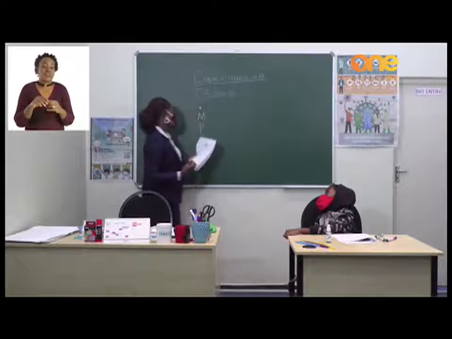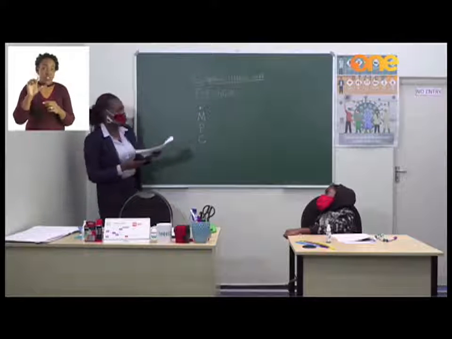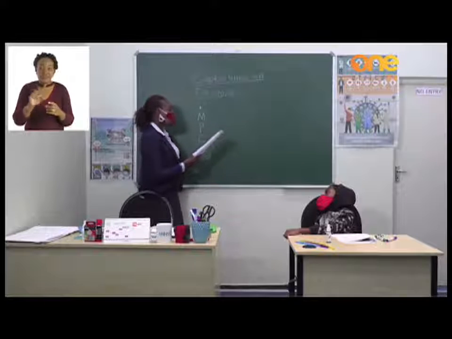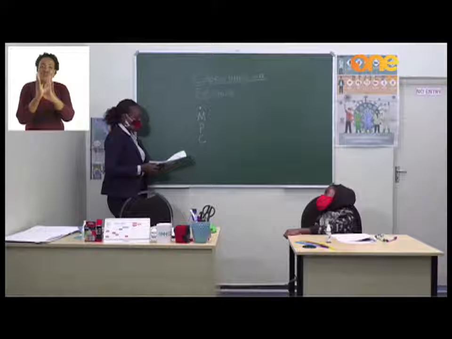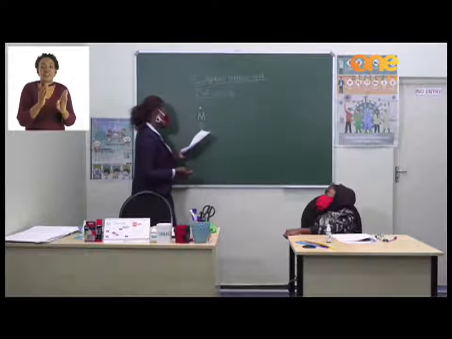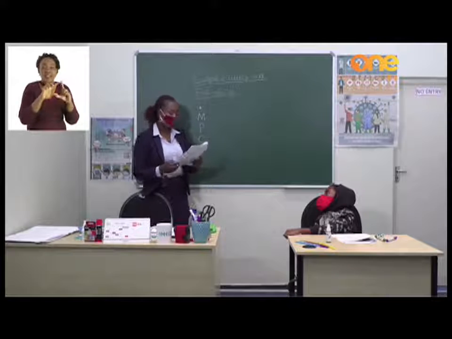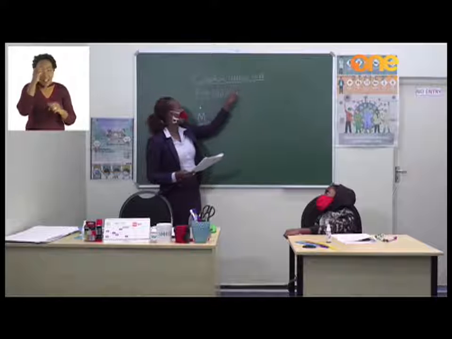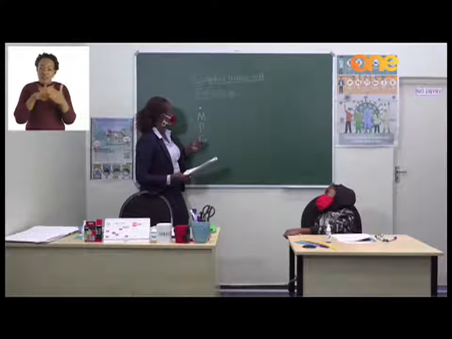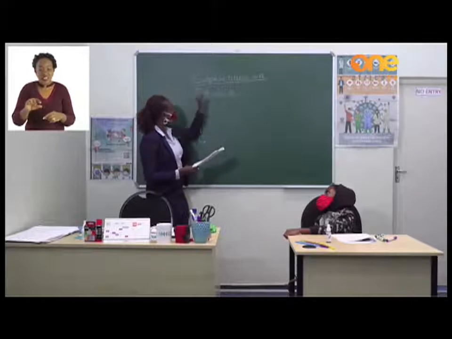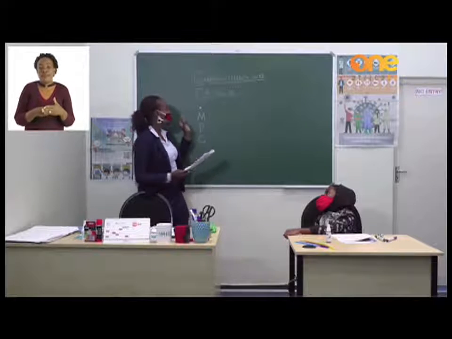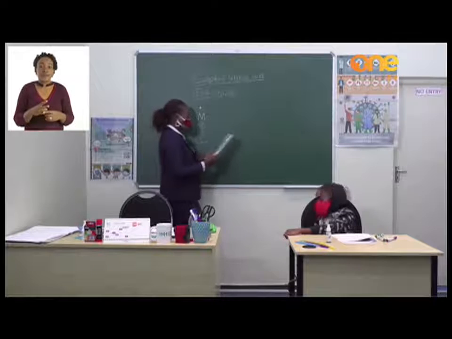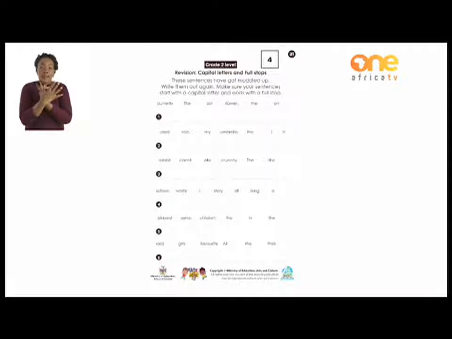Okay, these are our capital letters, and we are given sentences here which are muddled up, which means the words are not in order. So we want to start by looking at the first sentence, and because we are doing capital letters and full stops, you must remember to start a sentence with a capital letter, and at the end of each given sentence, you must always put a full stop. Okay, we have words: butterfly, the, set, flower, the, and on.